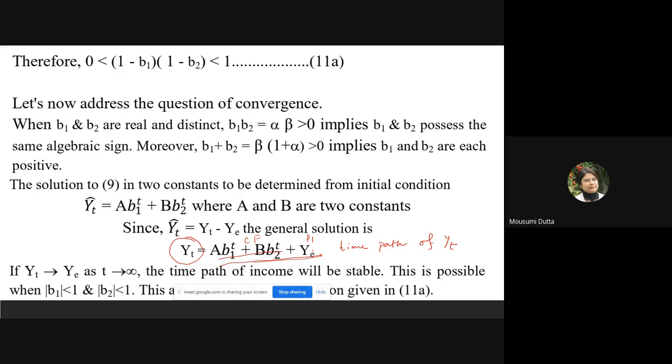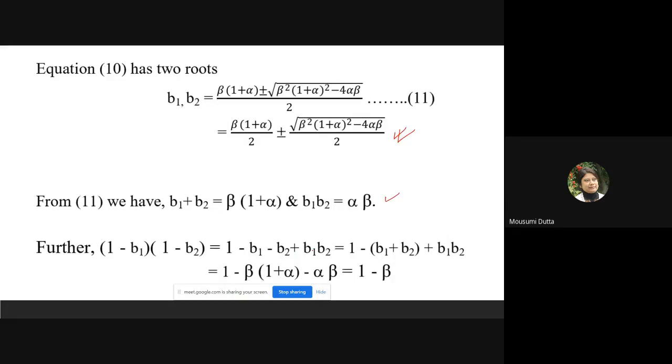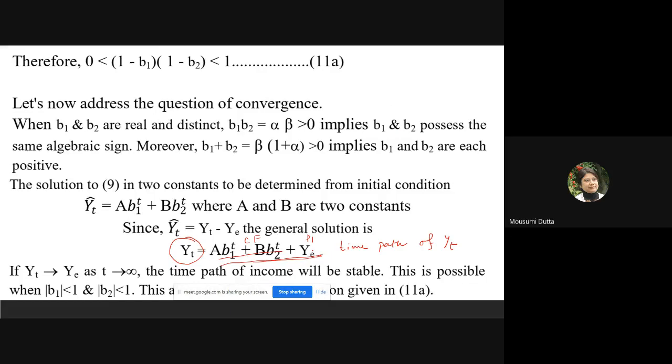If yt tends to ye, because the values of b1, b2 are already there, we know these values. What is the value of b1? What is the value of b2? b1 is beta into 1 plus alpha by 2 plus this value. b2 is the same thing minus this value. So we have an idea of the values of b1, b2. A and B we need to calculate from the initial condition. However, we know the values of b1 and b2.